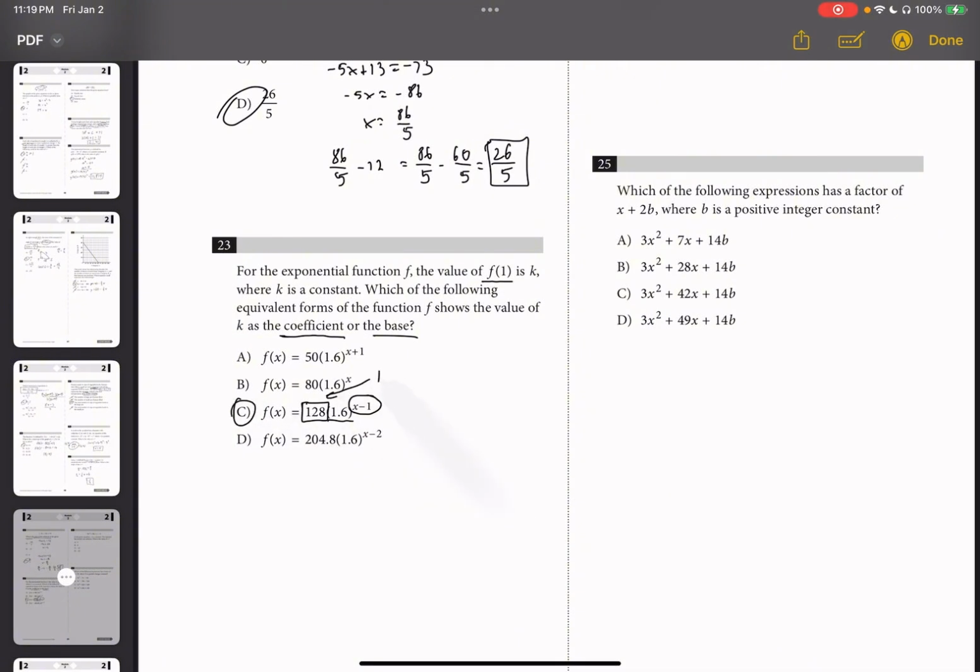Therefore, the coefficient can represent k. So answer choice C is correct for this question.